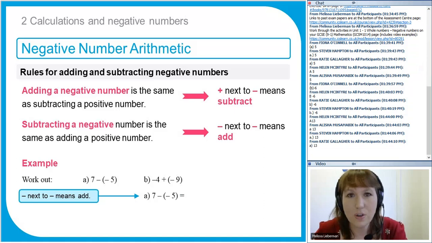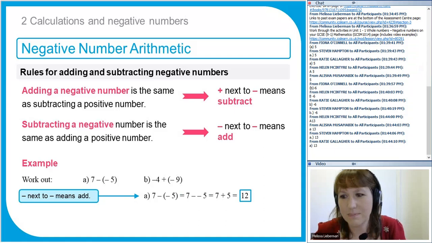So we've got two negative signs next to each other. So we drop the brackets first of all. And then because we've got two minus signs next to each other, that's the same as plus. So 7 plus 5 is 12.